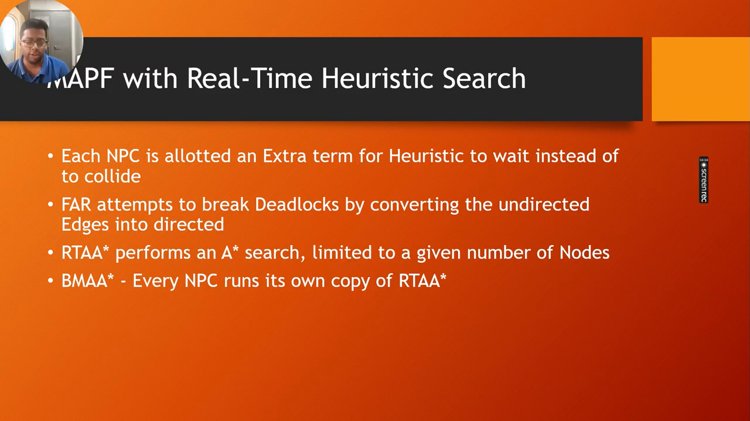This is multi-agent pathfinding with real-time heuristic search. Since it's real-time, we have a fixed time limit to provide a solution. So we are not focusing on the complete solution, just the immediate solution. For example, if a player retasks an NPC or if the map changes, we only need the immediate solution. An extra term is added to the heuristic of each NPC. This extra term ensures that there is a certain minimum distance between two NPCs, and hence, due to this extra term, the NPCs wait instead of colliding.